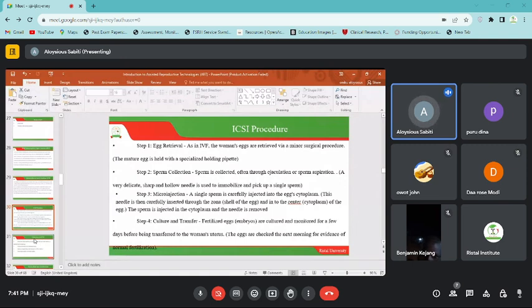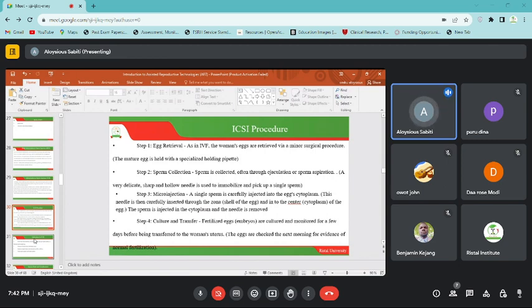Now, in step two, the sperm is collected, often through ejaculation or sperm aspiration. A very delicate, sharp, and hollow needle is used to immobilize and pick up a single sperm. So after sperm have been collected, you have to have in a laboratory the microscope and be able to pick a single sperm, because we very well know that it is most times one sperm that can fertilize an egg.